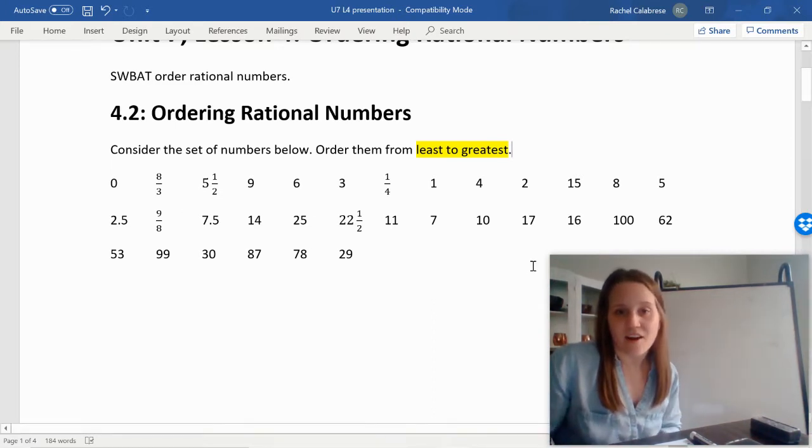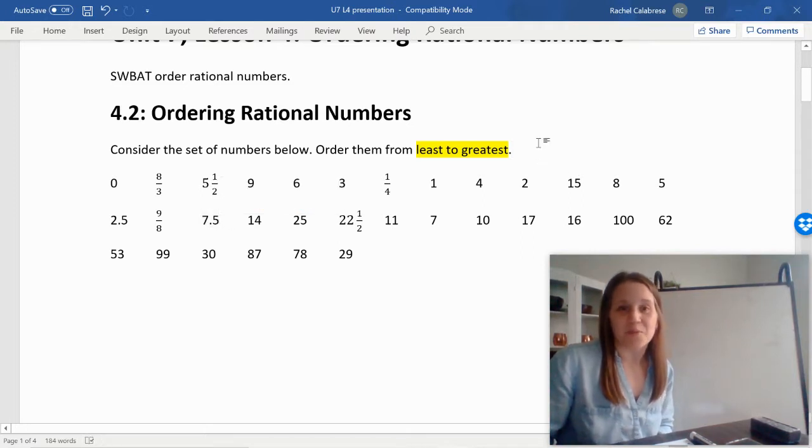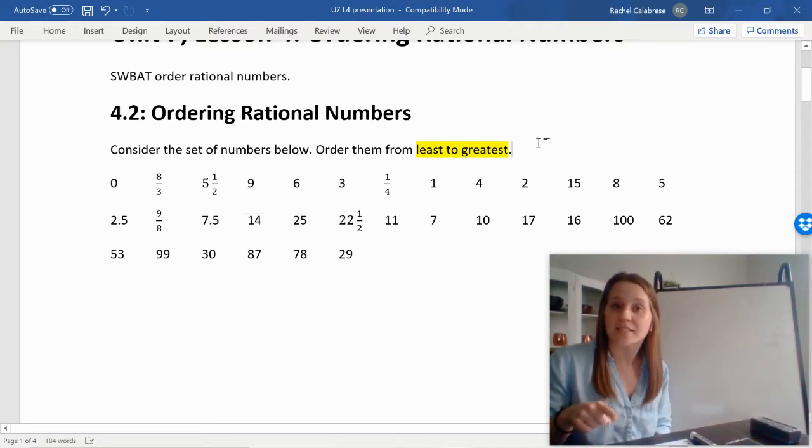You'll notice that these are all rational numbers. I see some that are fractions, improper, as well as mixed numbers. I see a proper fraction here. I see a lot of positive integers, and I even see some decimal numbers. Okay. So what you're going to do is order those positive rational numbers from least to greatest.